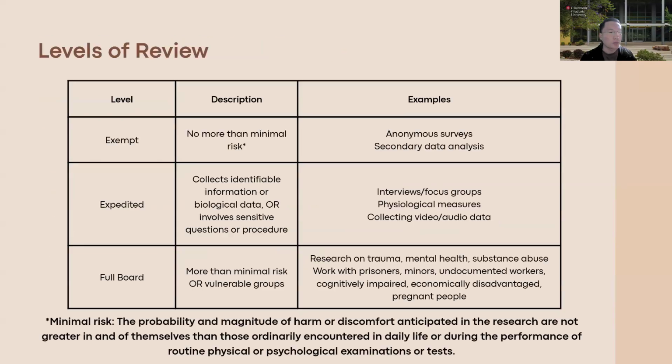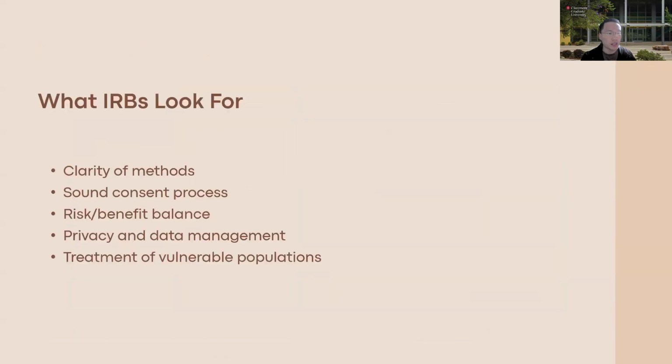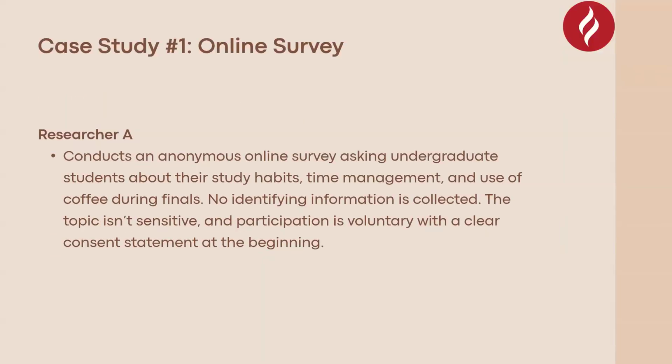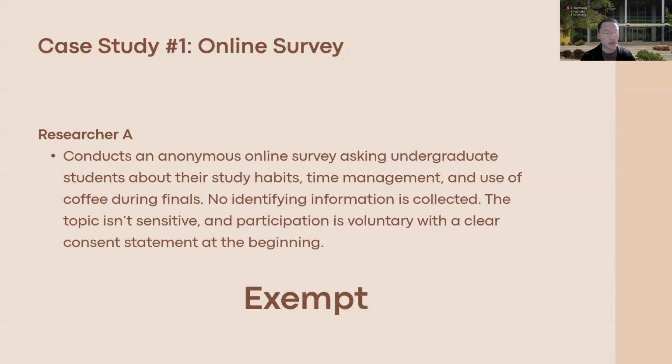So when research is considered expedited, it often involves collecting personally identifiable information. But in this case, it's anonymous. Oh, I didn't see that. Okay, then it would be the first one. Yeah, that's right. So it'd be considered exempt because it doesn't involve any personally identifiable information, and also it doesn't involve more than minimal risk.